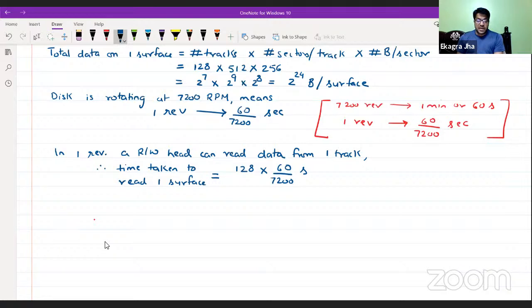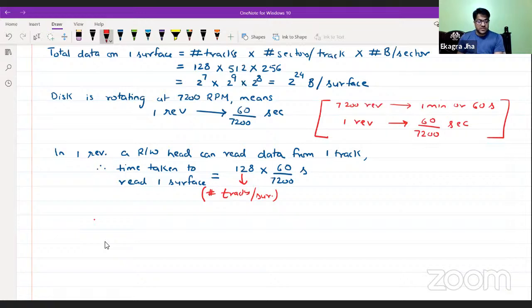the data from one track, and we already have 128 tracks per surface. So one surface time taken will be the number of tracks into the time taken to read one track. Okay, so here 128 is the number of tracks per surface. And 60 upon 7200 is the time taken for one revolution, which I already explained. A read write head can read the data from one track.